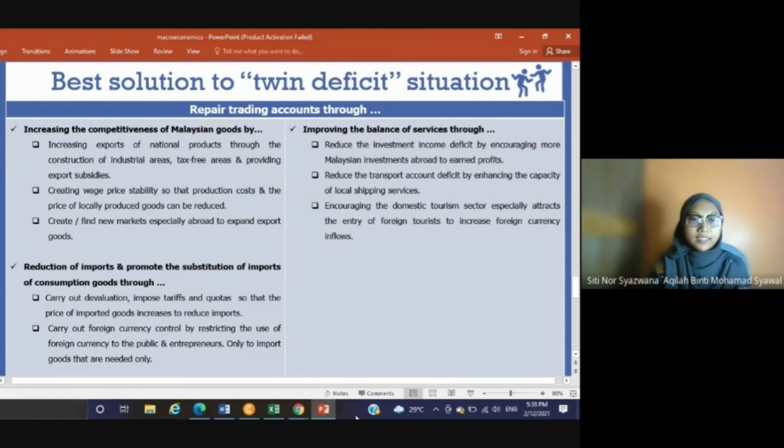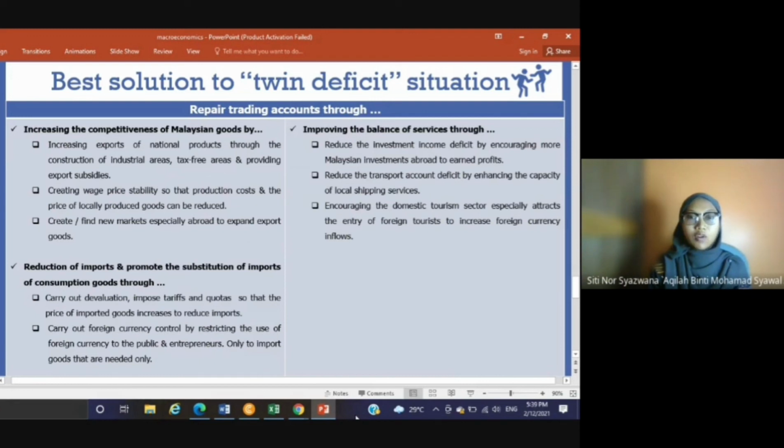The second one is reduction of imports and promoting the substitution of imports of consumption goods through carrying out devaluation, imposing tariffs and quotas so that the price of imported goods increases to reduce imports. Carry out foreign currency control by restricting the use of foreign currency to the public and entrepreneurs, only to import goods that are needed.